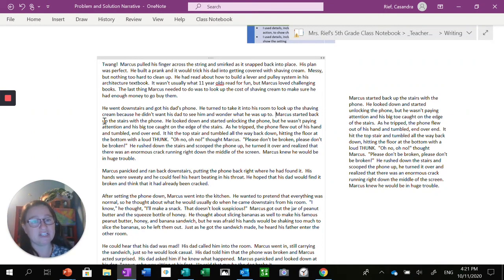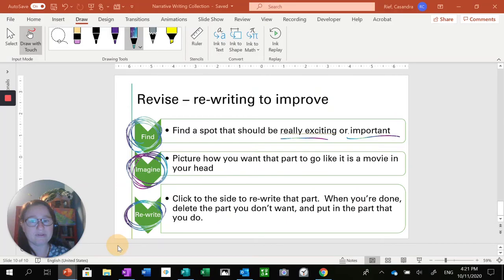So this is what I'm going to challenge you guys to start thinking about how you can do that in your writing. Remember the 3 steps. First, you got to find a spot you want to fix. Look for things that are really exciting or should be exciting and important, but don't feel that way yet. Imagine it. Picture it like a movie in your head, and then rewrite that part. Tell yourself, I'm going to put in as much detail, and I'm going to write it step by step so that my reader can see all the things I want them to see. This is our first strategy, revising bit by bit.